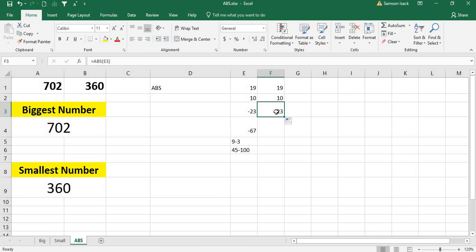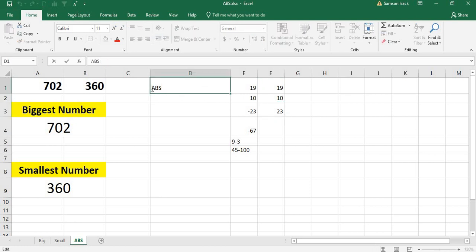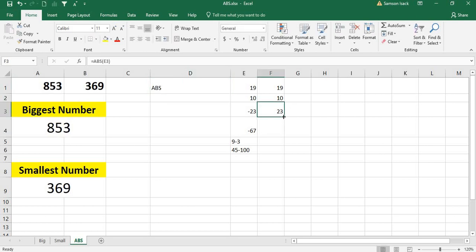The sign is removed. You can see in the ABS function itself, if I type the function, it will automatically show what the function does: returns the absolute value of a number without its sign. Okay, if you give a minus number, it will remove the sign. Then minus 67 is 67.